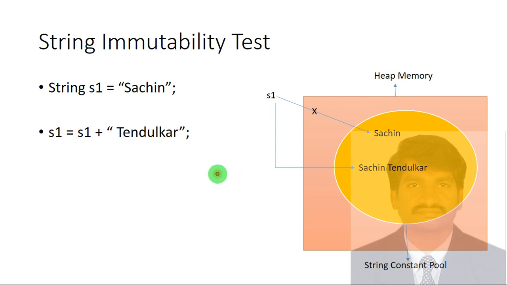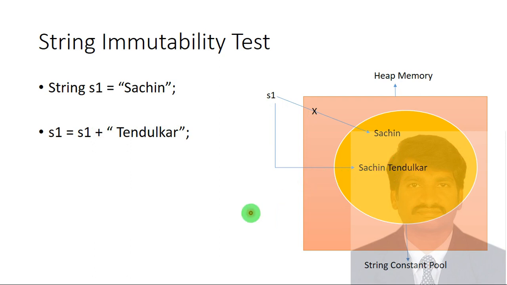When you try to create the object with content Sachin, that is string s1 is equal to Sachin, the object will be created in the string constant pool, and s1 will point to this. When you say s1 is equal to s1 plus Tendulkar, Tendulkar will not be added to the Sachin. Instead, it will take Sachin plus Tendulkar, create a new object, and s1 will point to this. Guys, how to prove this?